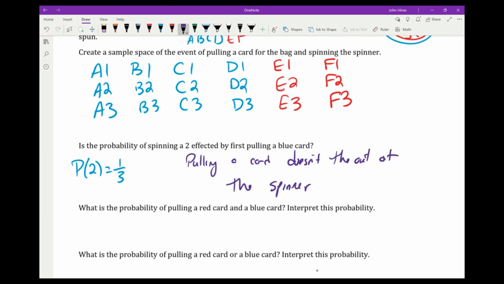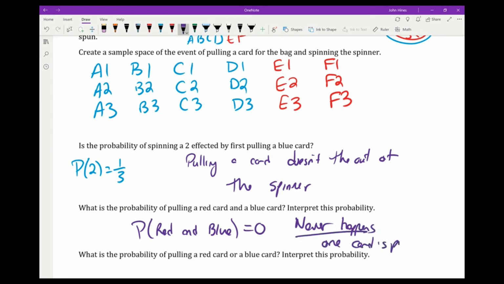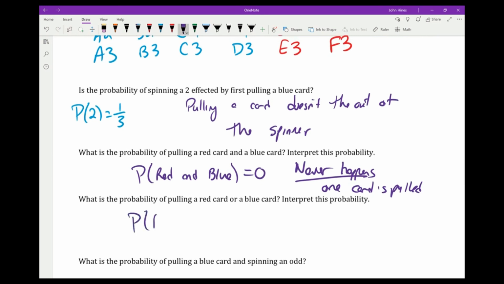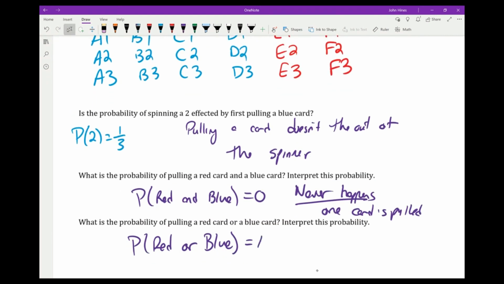What's the probability of pulling a red card and a blue card? Well, if I reach in and pick a card, can I ever pull both? The probability of red and blue, I like that I'm using purple here, is 0. It never happens. You only pick one card. One card is pulled. What's the probability of pulling a red card or a blue card? So I'm just changing one word here from and to or. Well, it's 100%. It always happens. I will always get a red or a blue card.